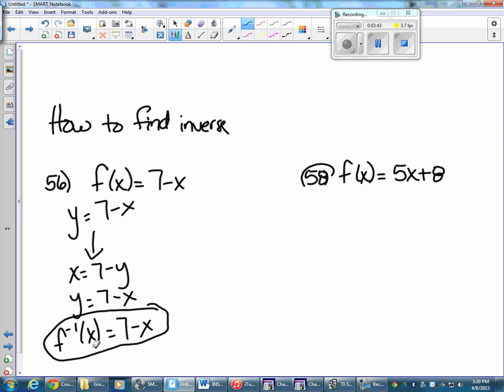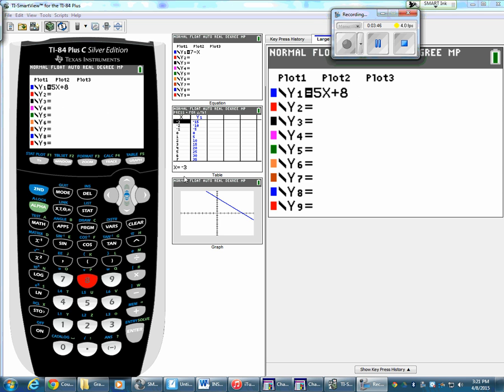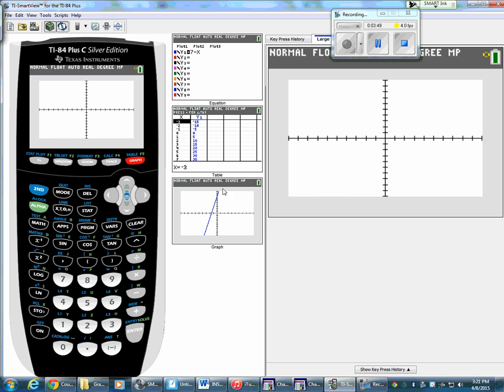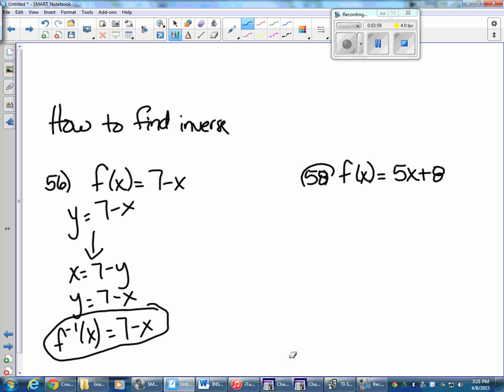All right, 58, f of x equals 5x plus 8. Let's look at that on the graph. All right, so here we have 5x plus 8. Again, every linear equation is going to be one-to-one. The ones that aren't are going to be like your parabolas and things like that. So this is also one-to-one. So what I'm going to do is write it as y equals 5x plus 8 to start with. So the inverse of that would be x equals 5y plus 8.